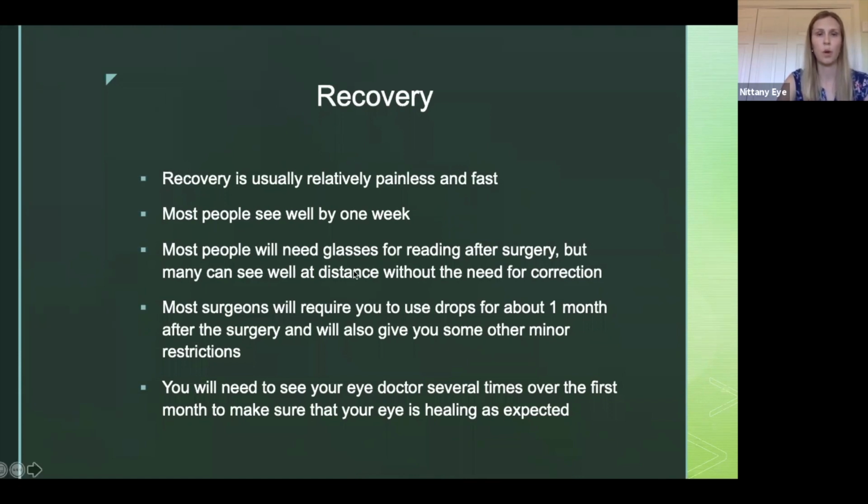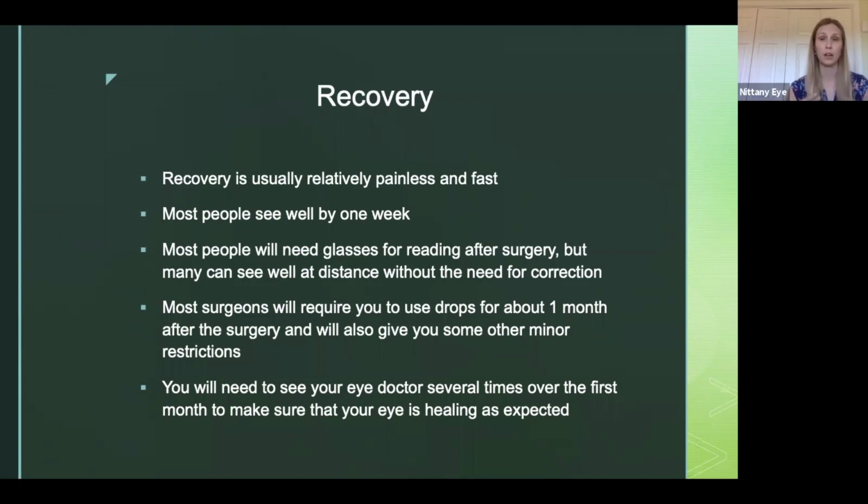Most surgeons do require you to be on drops for about 1 month. They also require some other minor restrictions. The big things I like to tell people is you do want to try to avoid heavy bending and lifting for about the first 2 weeks. We usually say no more than about 10 pounds. You also want to try to avoid getting water in your eye. If you shower, you want to kind of lean back.